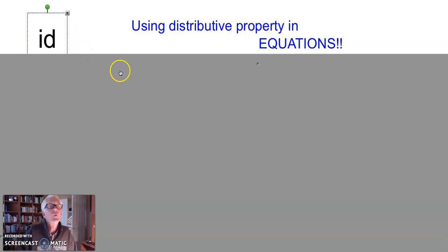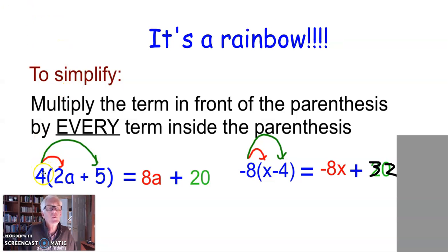So that is it for the distributive property. Basically, use the rainbow. It's multiplying the first term times each term inside. But most importantly, it's shortening up all the multiplication. That's the distributive property.